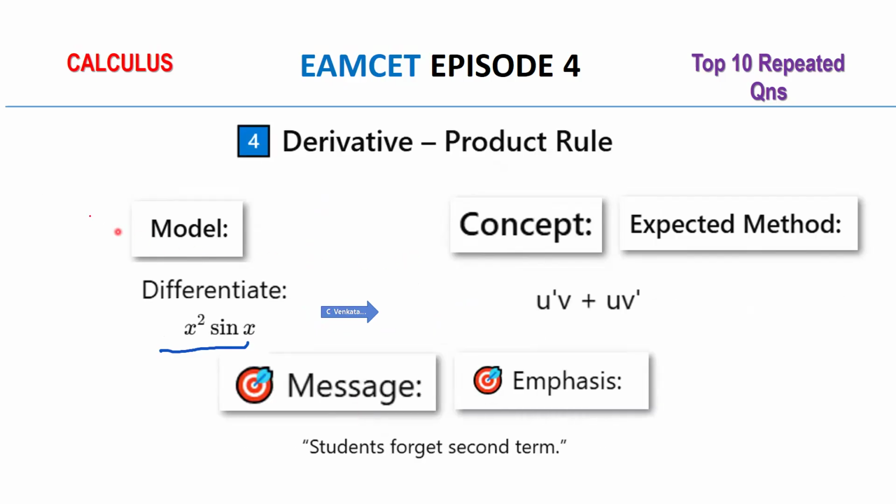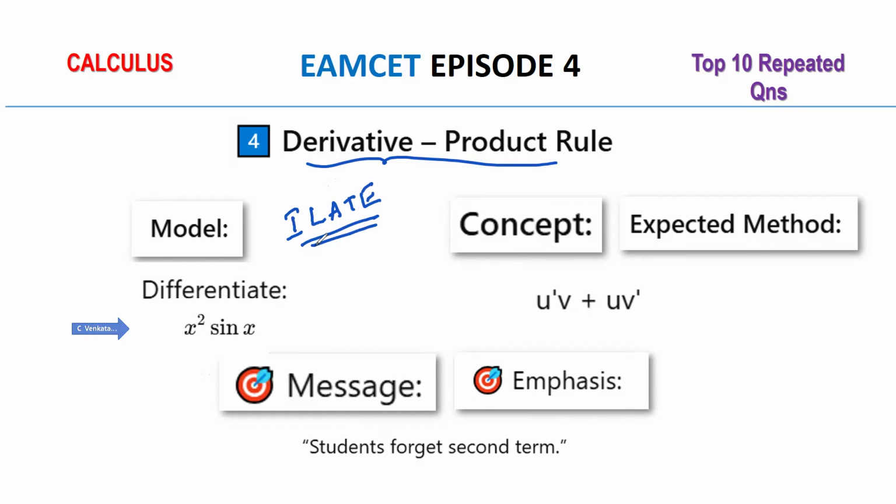Okay, next. Now next what is happening? Next you have a model: differentiate x square into sin x. See, such formulae are known as the derivative product rule. We have a famous trick and mnemonic to remember, ILATE, which stands for inverse, logarithm, algebraic expression, trigonometric expansion, and exponential term.